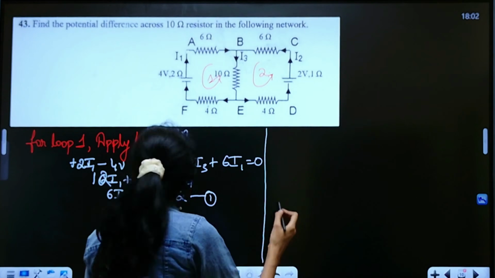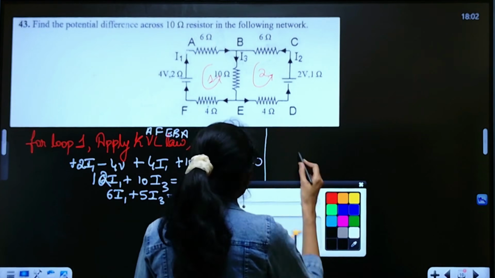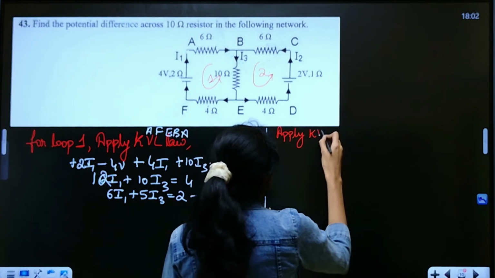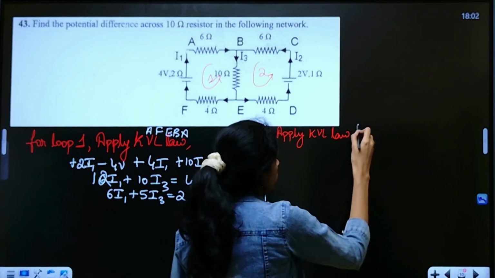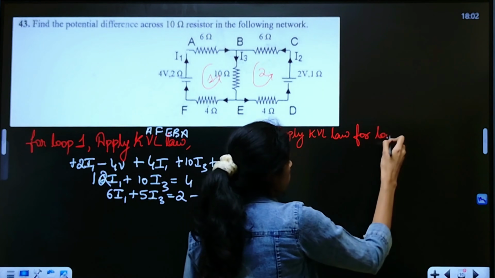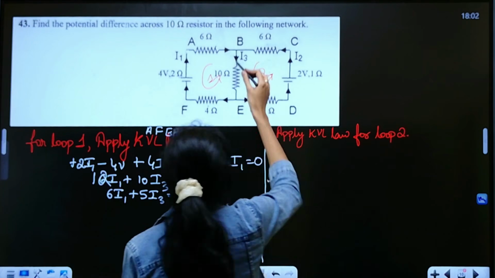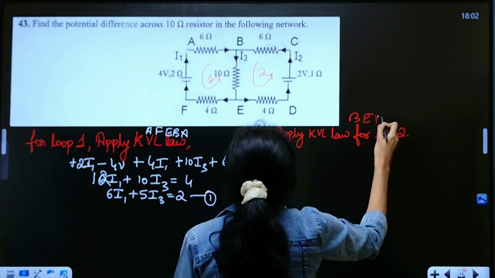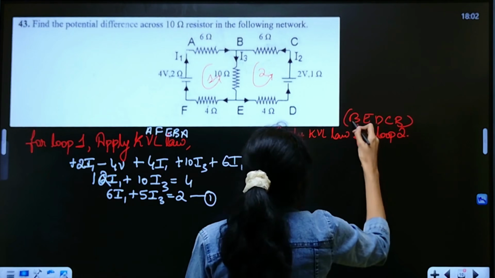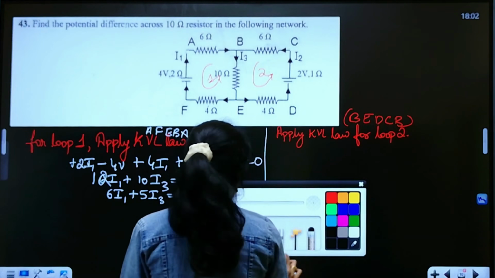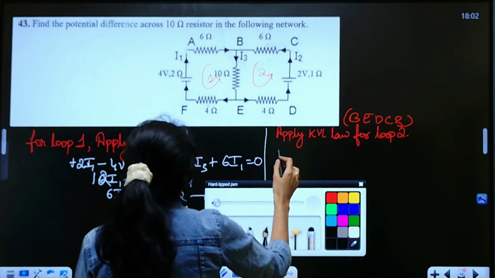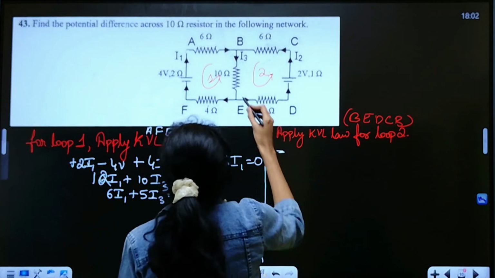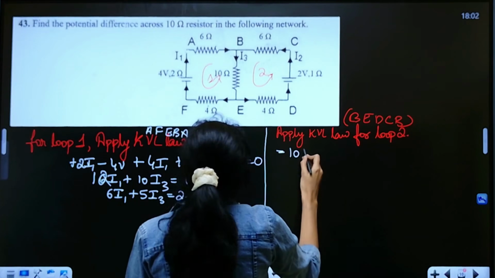Now let me apply the Kirchhoff's voltage law for loop 2. I'll take this as loop 2 and go from B, E, D, C, B. I'm going in this way. As I'm going from B to E, the current is in the direction, so minus of the resistance here, minus 10 I3.